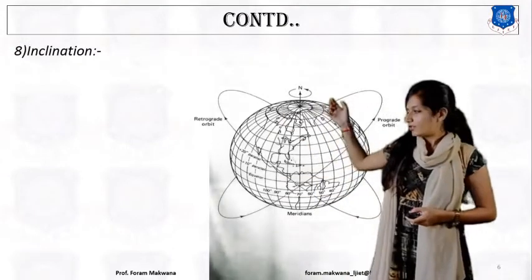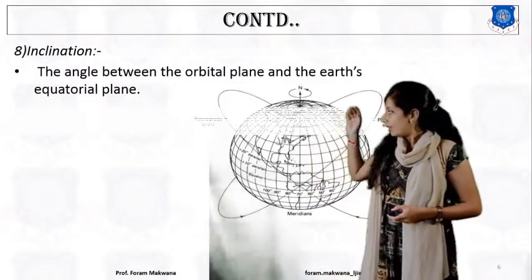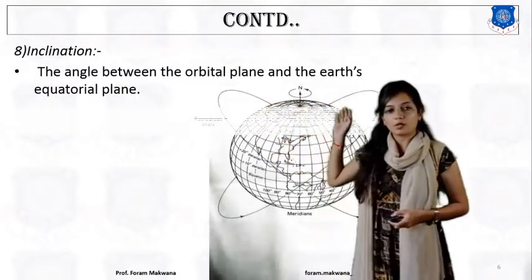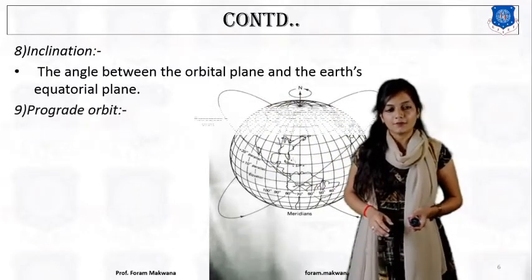What is inclination angle? Inclination means the angle between the orbital plane and the Earth's equatorial plane is called the inclination angle.